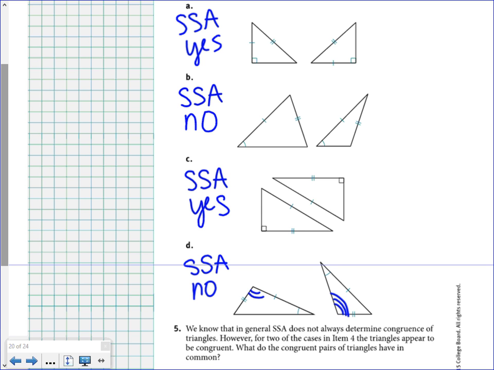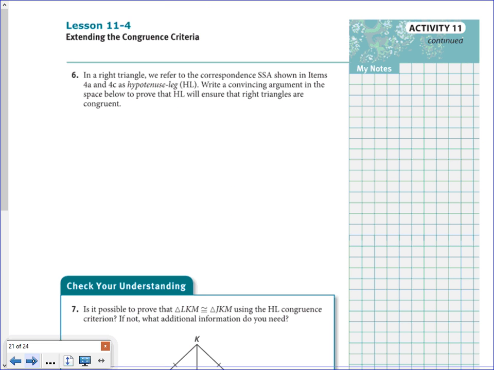Well, they are right triangles. So that's what they had in common. If they were a right triangle, it works with side-side angle. If it's not a right triangle, it's not going to work with side-side angle. And so that's going to lead us to the 5th triangle congruence that we're going to look at. And it's called hypotenuse leg.